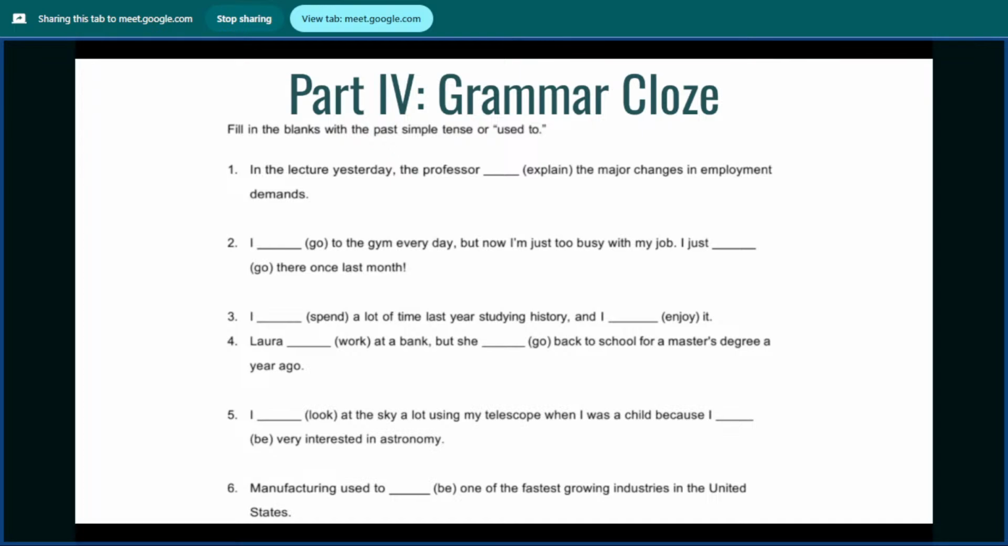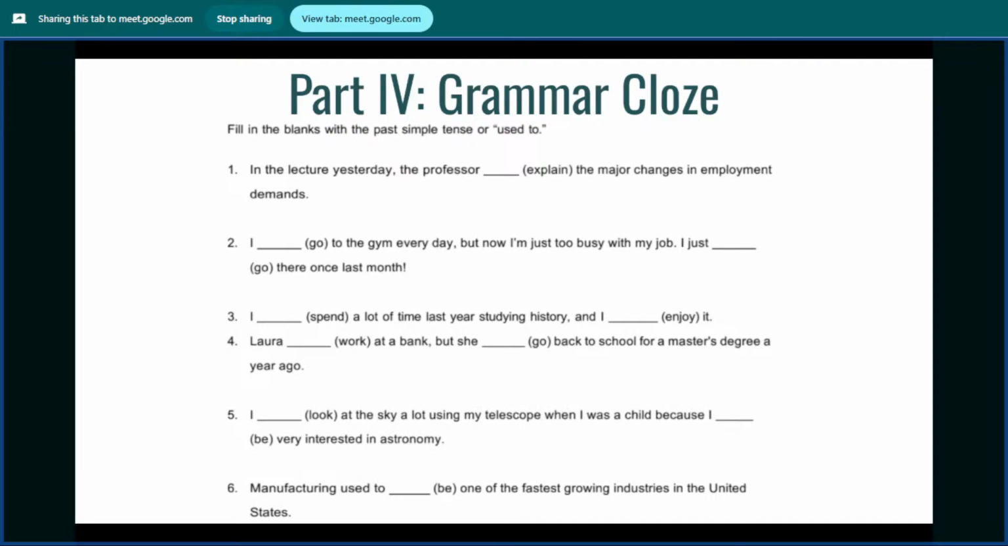I'm done. Okay, tell me the answers quickly. In the lecture yesterday, the professor explained the major changes in employment demands. Very good. Explained. I used to go to the gym every day, but now I'm just too busy with my job. I just went there once last month. Okay, yeah. Very good.